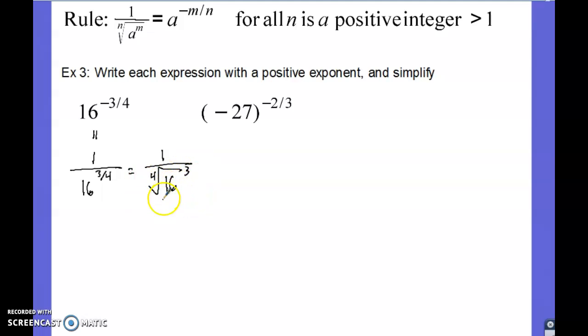And then you can methodically work through it. The 4th root of 16 is 2. Go ahead and move it down. And you can use a calculator. And 2 cubed, that's 2 times 2 times 2, is 8. So 1/8 is your final answer.